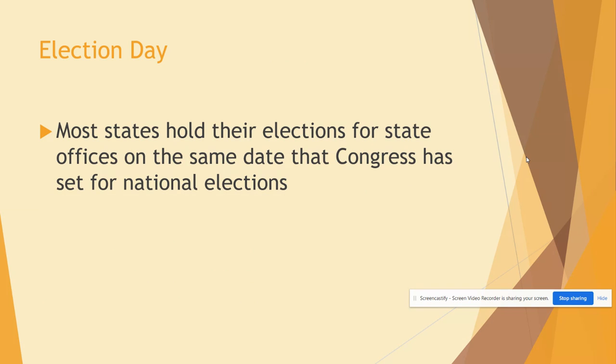So on election day, most states also hold their state level elections on the same day that we have for federal elections. In Michigan, we do for the most part. So in Michigan, we also elect our governor, state senate, all on the same election day too to keep it consistent.